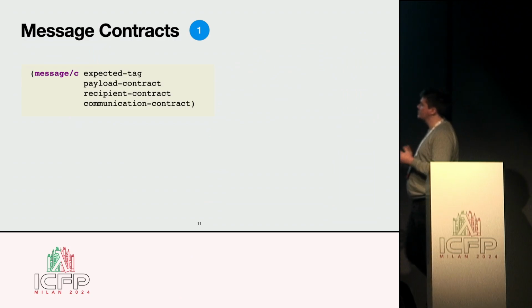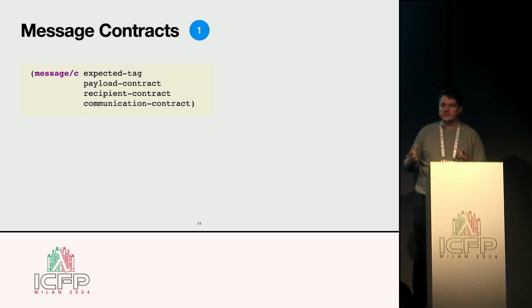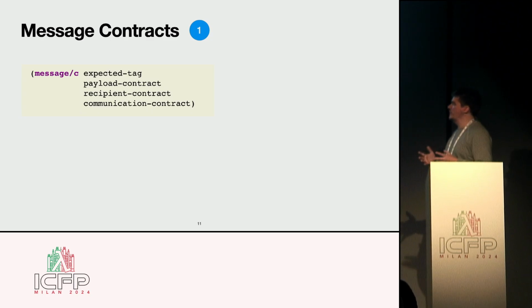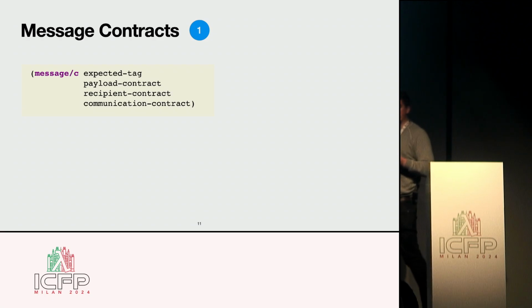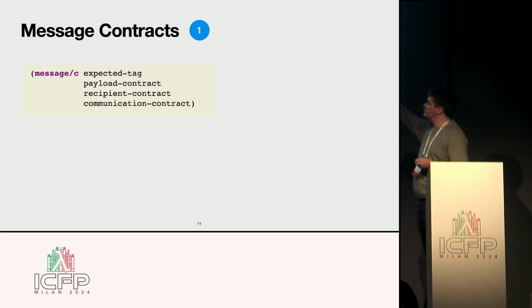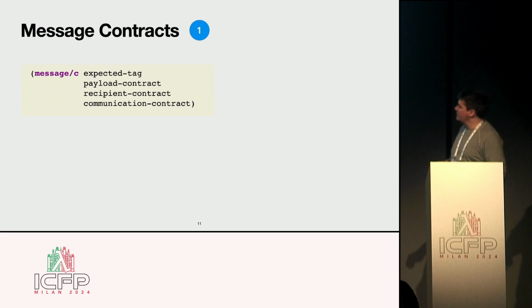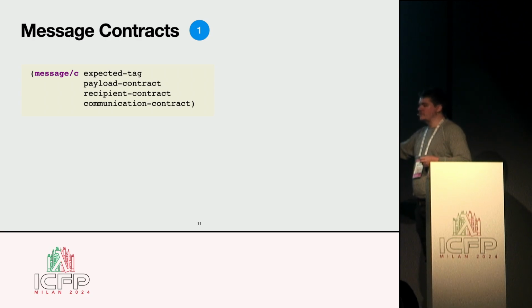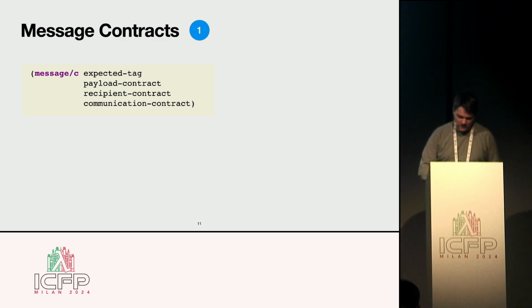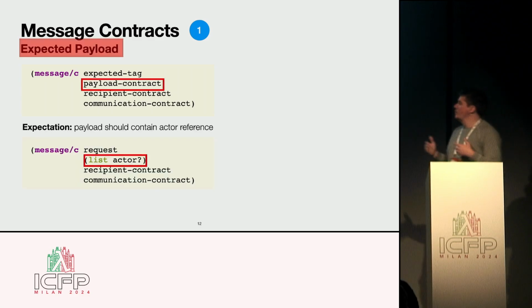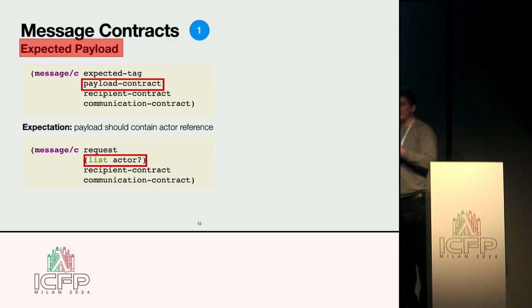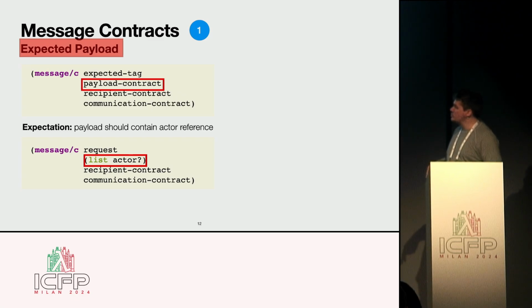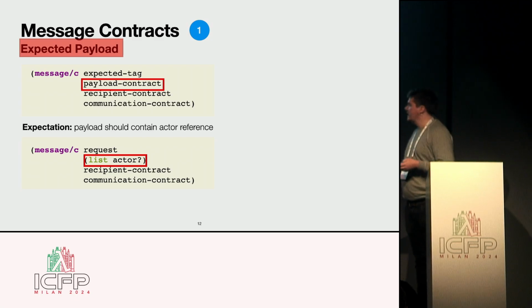To start with the message contract, which is actually a special type of contract because it combines many different constraints. It combines what the expected tag of the message is supposed to be. It also constrains what the payload of the message is supposed to be, and then also what the receiver of the message is to be, and what the communication behavior of the receiver of that message is going to be, or must be. And if we return to our example from before, when we wanted to express that the payload of the message should contain an actor reference, indeed, we can easily express this in this message contract by saying that the tag should be a request and that the payload should contain an actor reference, which we denote by this actor predicate.